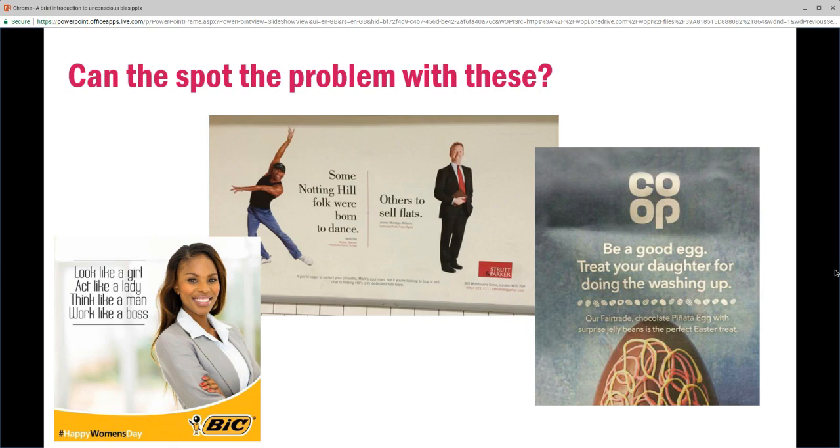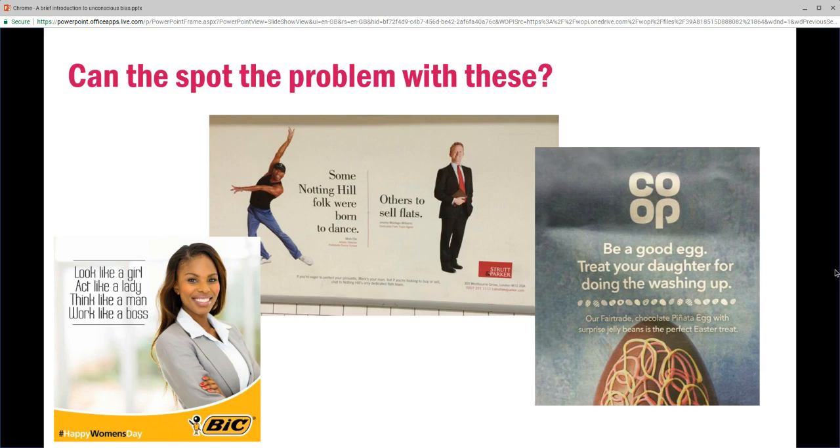Now, all of these are adverts that have been published, I'm sad to say, fairly recently. And as you may have spotted, they do tend to play to certain biases. So the Notting Hill one, the suggestion there would seem to be that some people in Notting Hill were born to dance, but the association there is that it's the white male that gets down to the business of actually selling flats. Again, the Co-op one, we can see there's an assumption that it's your daughter going to be doing the washing up. And the suggestion with a big one seems to think, well, there's so much problematic with that, I don't really know where to start.